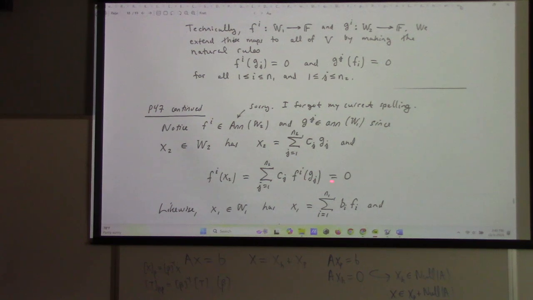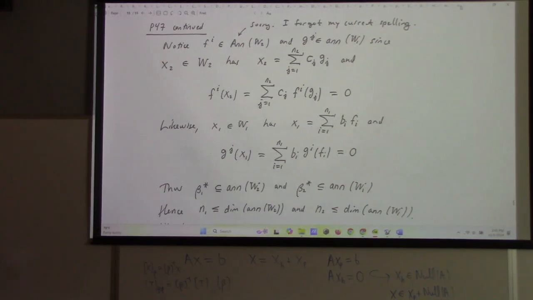Oh, I have the proof down here. Well, okay, fine. Here's the claim, the proof of the claim, all right? fi acting on x2 is a sum over the gj's of cj, but this is by construction 0. All right, great.